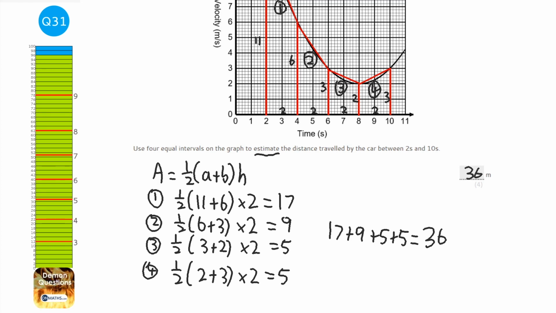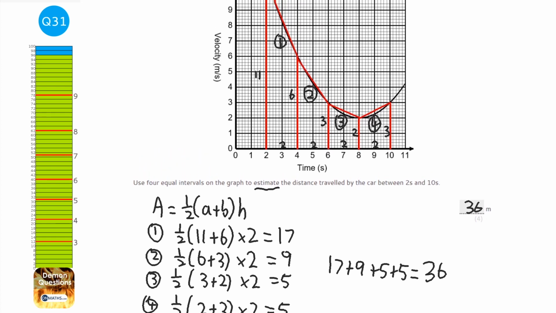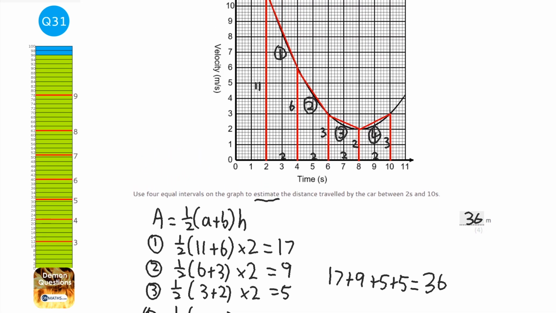Now commonly with this question you're also asked whether it's an overestimate or underestimate. If you have a look at the trapezium, this bit here and this bit here, we've counted as area, and actually there are little thin strips down here that we've counted as area that actually isn't area. So this one will be an overestimate. If your trapezium goes the other way and doesn't quite hit the curve, then it's going to be an underestimate.